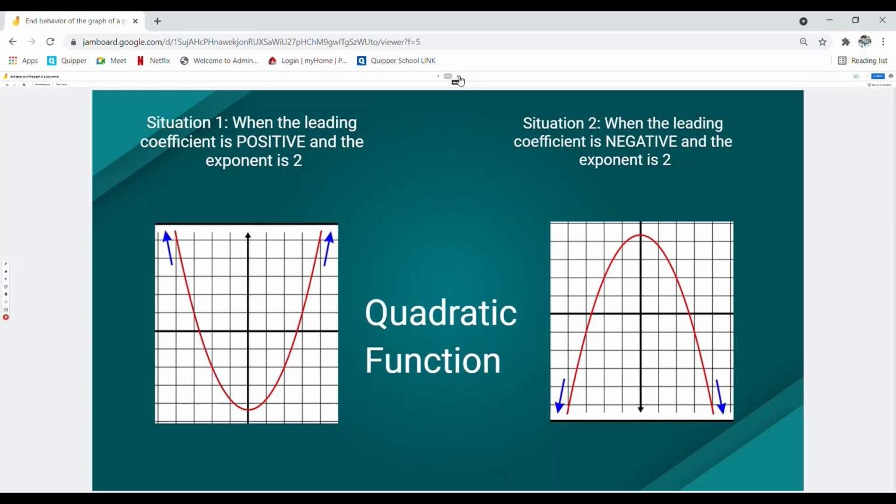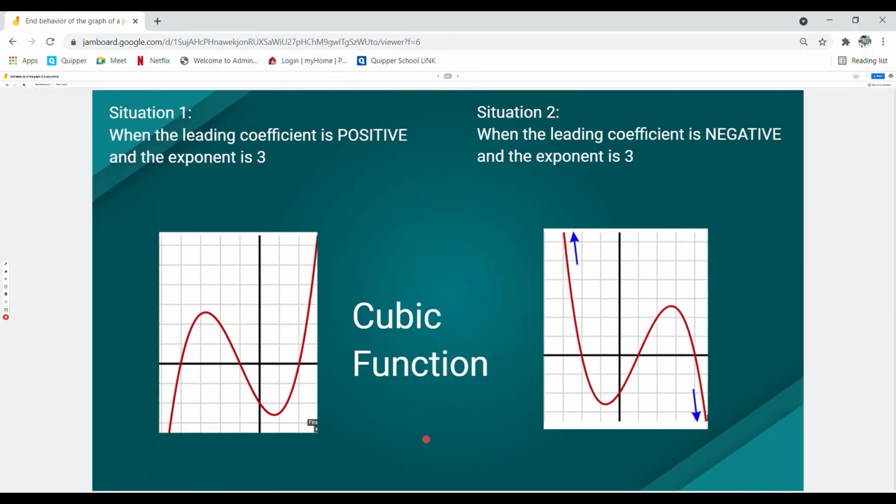Let's proceed to the next type of function, the cubic function. Let us look at the situation when the leading coefficient is positive and it's already cubed, right? The exponent is 3, therefore it's a cube. But the leading coefficient is positive. Look at the difference. Here, the right goes up, the left goes down. That is if the leading coefficient is positive.